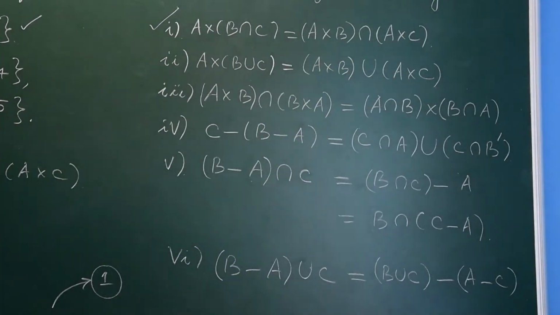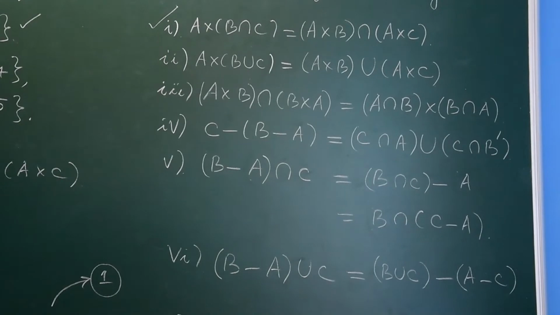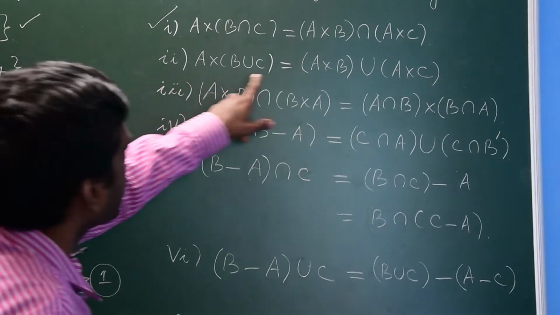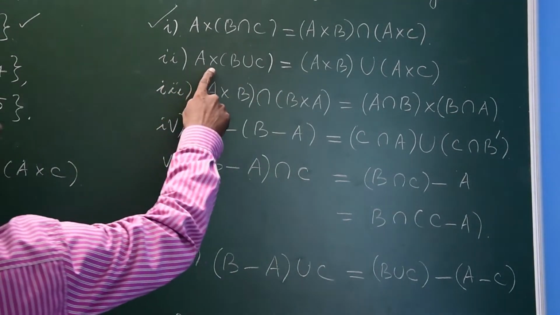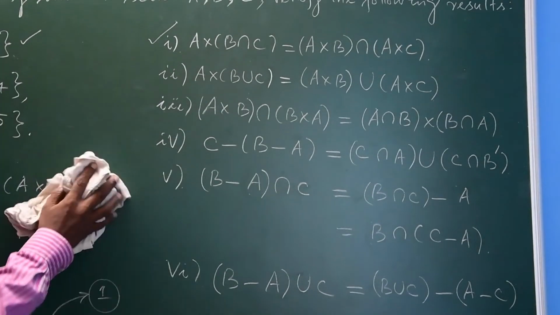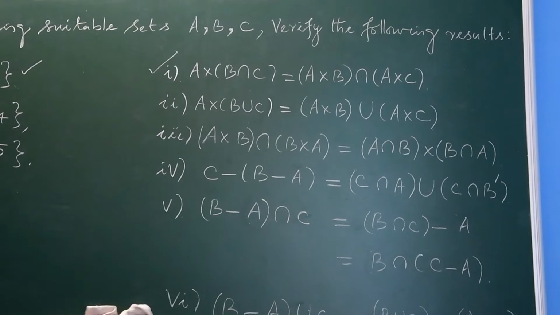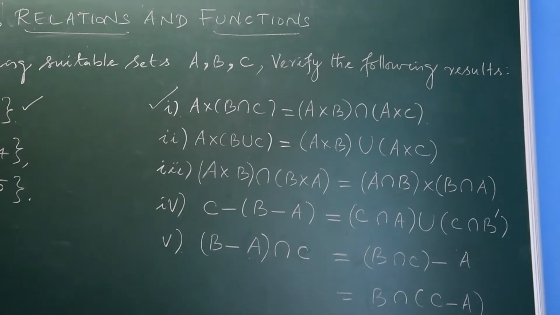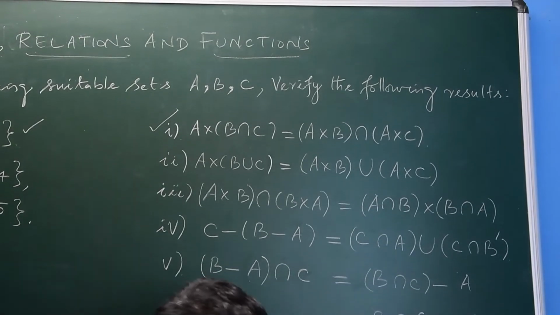Okay. Now we move on to solve the second problem, namely that cross is distributed over union. Now let us verify that.